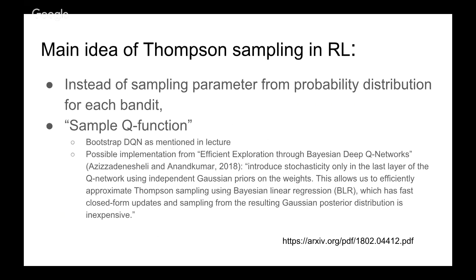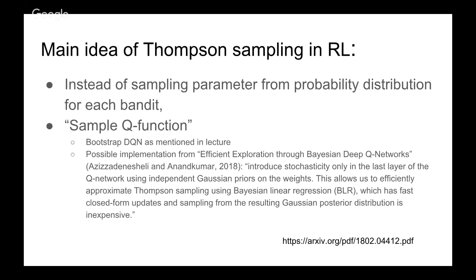So instead of sampling that probability for our reward just now, which we did, we would sample the whole Q function. That is one method that was mentioned in the lecture. And I think there's this other implementation from this paper where they said that they could use the last layer of the Q network and have priors on the weights of the Q network.